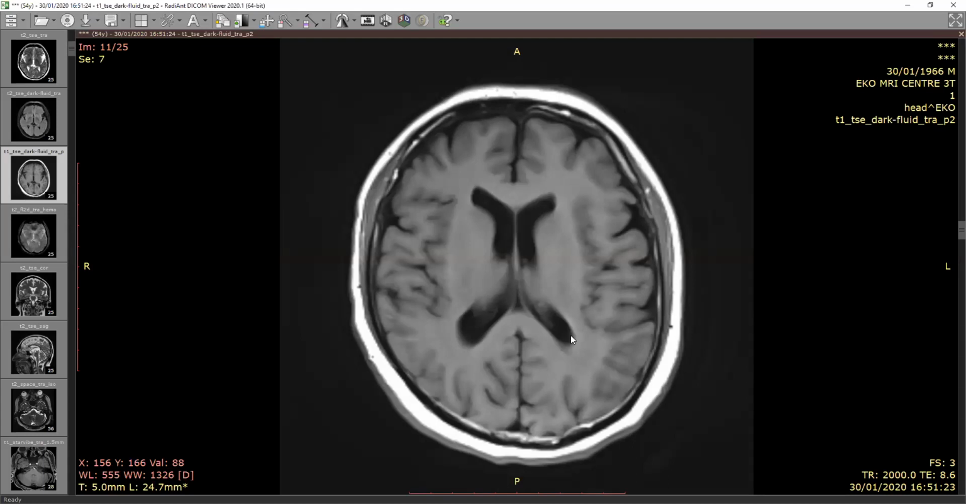Now, let's take each of the three words. Nuclear magnetic resonance. What is it exactly that we are doing here? Why is it called a nuclear magnetic resonance imaging? You see, the whole purpose here, the whole idea here is to study the nucleus of the hydrogen atom.